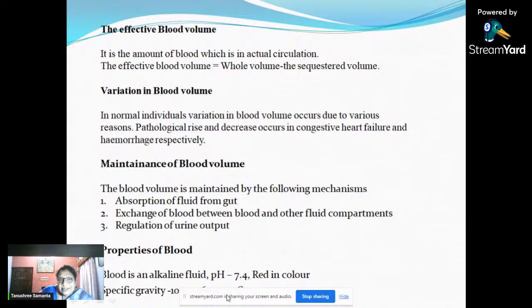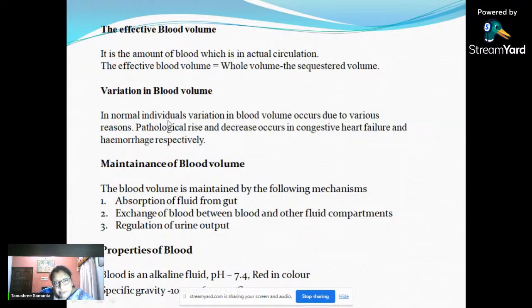To define certain definitions regarding blood volume, the effective blood volume is the volume obtained when the sequestered volume of the blood is subtracted from the whole volume of blood. And there are various changes in this blood volume.